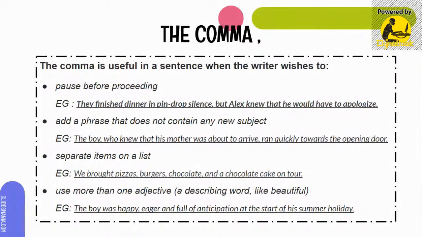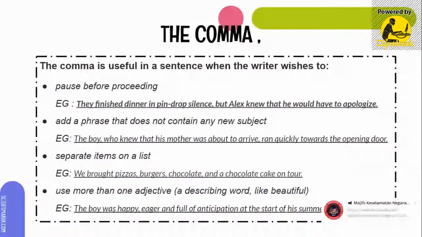If you look at the sentence, you can actually put a full stop in the place of the comma. For example, they finished dinner in pin drop silence. When the comma is replaced with a full stop, the sentence is still complete and it conveys a meaning. But what we have done here is we have paused before proceeding, proceeding as in to add additional information. So we put a comma and then we added, but Alex knew that he would have to apologize.